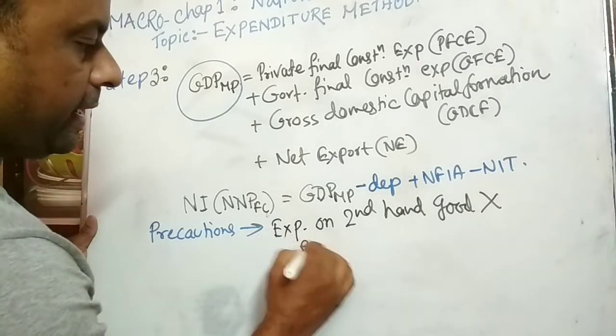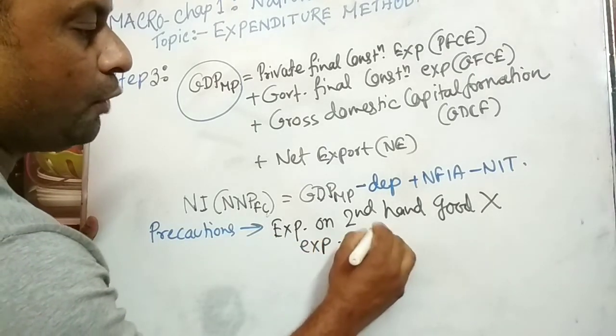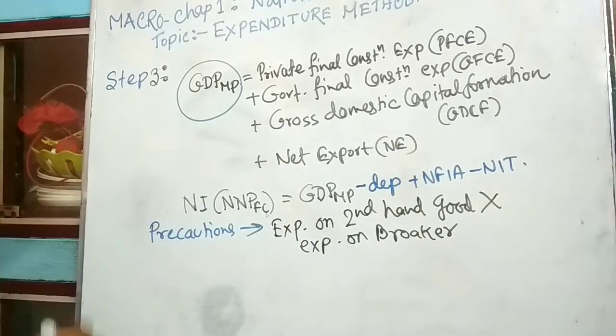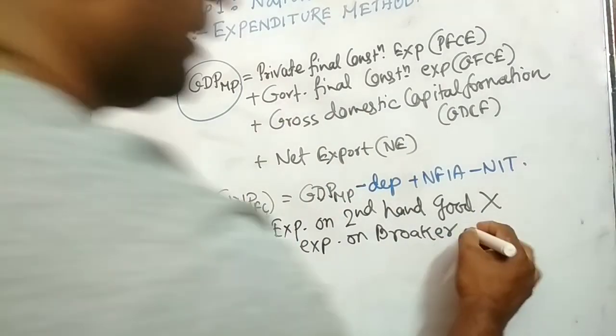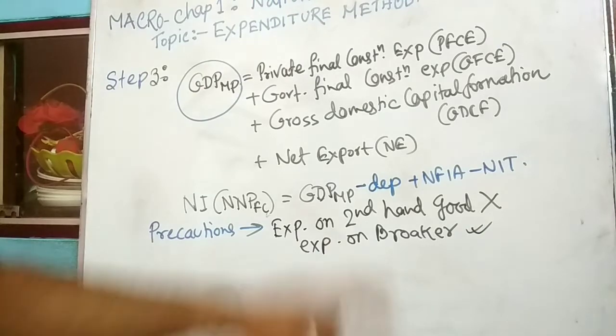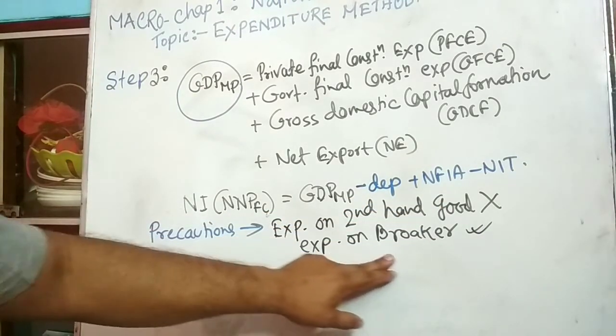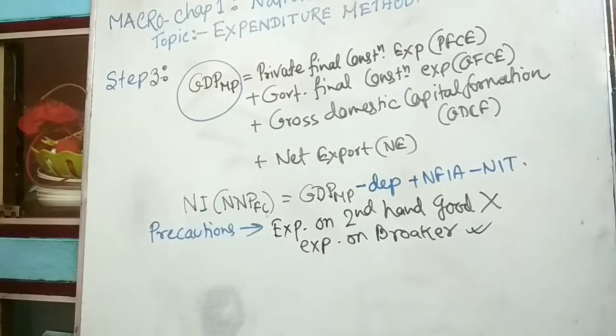But expenditure on a broker or sales representative is included, because he helped me to purchase the second-hand good, so his service is included, and the value of his service will be included in national income.